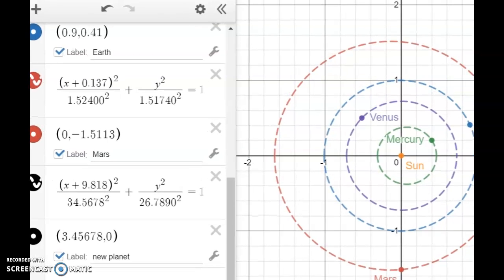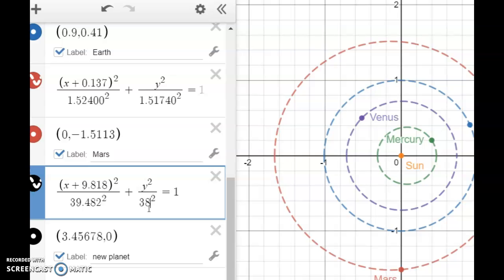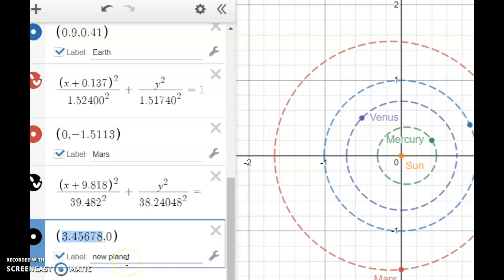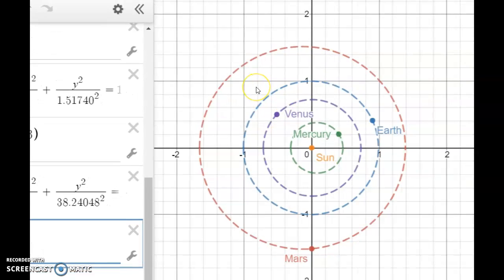As I said, I already plugged in the 9.818, but here this one is 39.482. And over here, this one is 38.24048. I don't think I need to have it that accurate, but oh well. This one here I have to fix, 9.818. And then here I'm going to put in Pluto. And now when I go to this diagram, and here's the inner solar system, I'm going to scroll out.